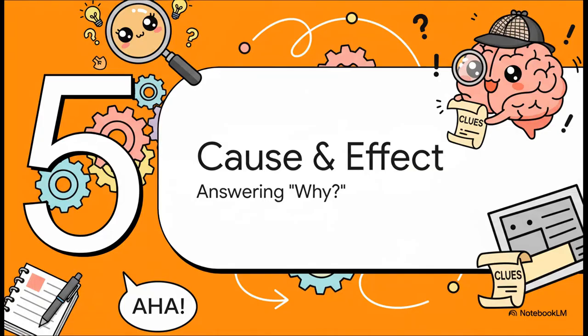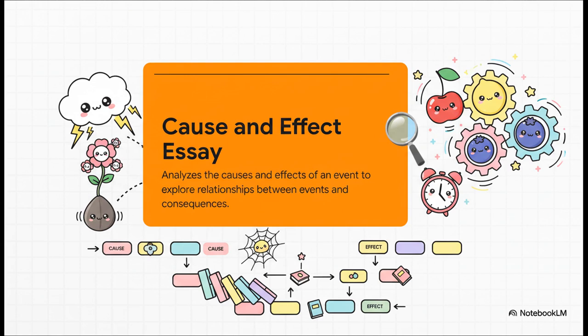We've made it to the final tool in our kit. This is the one you pull out when you need to play detective, when you need to uncover those hidden connections between events by asking, why did this happen, and so what happened next? A cause and effect essay is all about tracing a chain reaction. You're not just describing what happened, you're analyzing this whole complex web of relationships to explain how a specific cause led to a particular effect. The key here is to avoid making it too simple, because it's almost never just one cause and one effect. It's usually a whole chain of events.